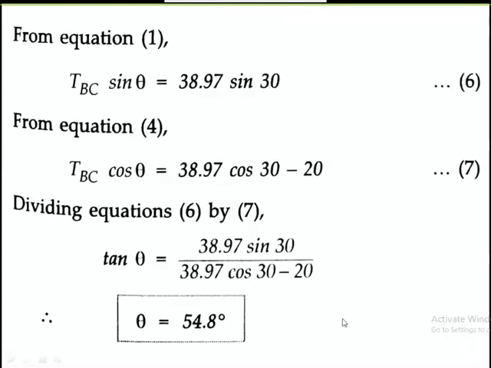Afterwards, from equation 1, TBC sine theta is equal to 38.97 sine 30, and from equation 4, TBC cos theta is equal to 38.97 cos 30 minus 20. Call these equations 6 and 7. Just divide equation 6 by 7, sine by cos is tan, and you will get the value of theta. Okay, thank you.